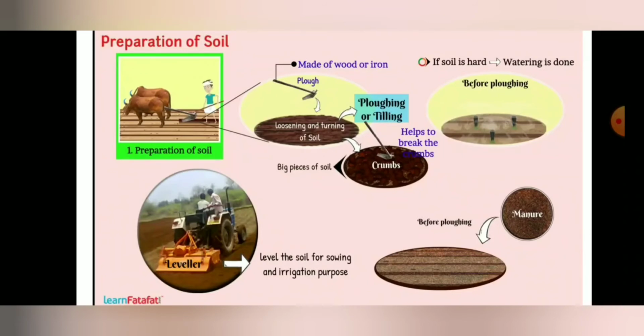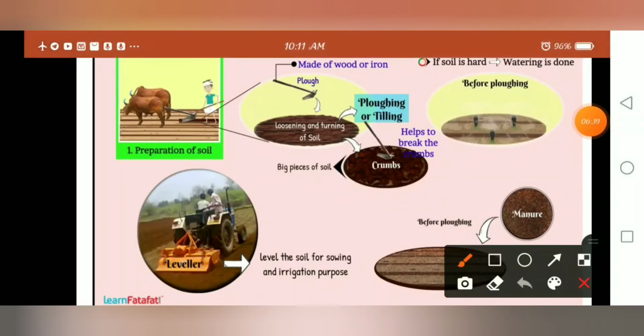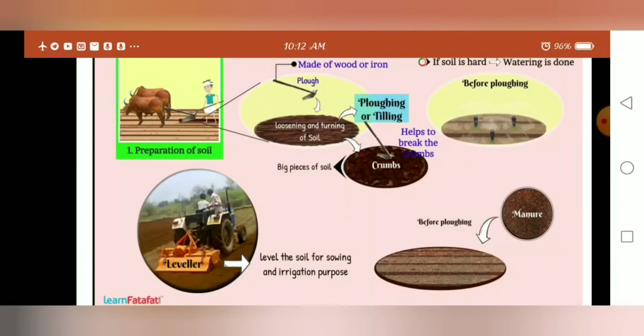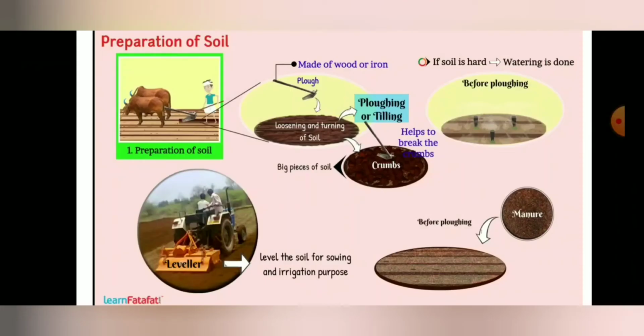And one more point you can observe here. Soil is hard, watering is done. So after turning the soil, what do we have to do? We have to water the soil. Why do we have to water the soil? Because it is so hard. During the summer season, what happens? The soil becomes very hard. So in order to smoothen the soil, we have to water it.